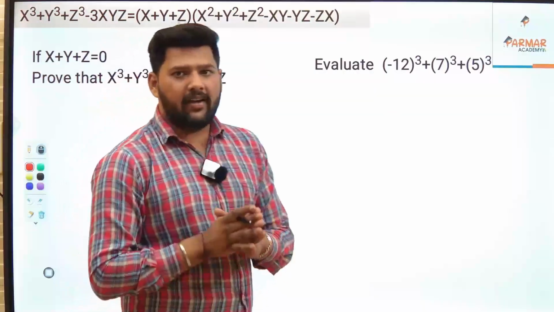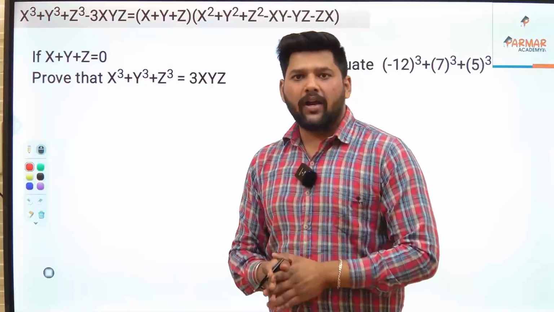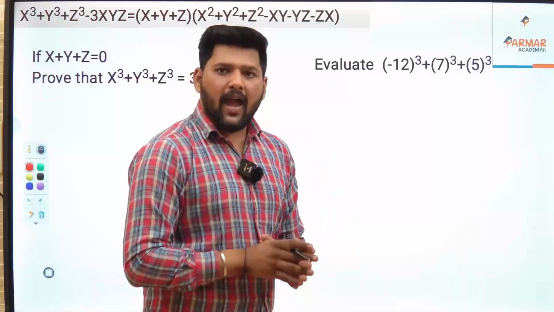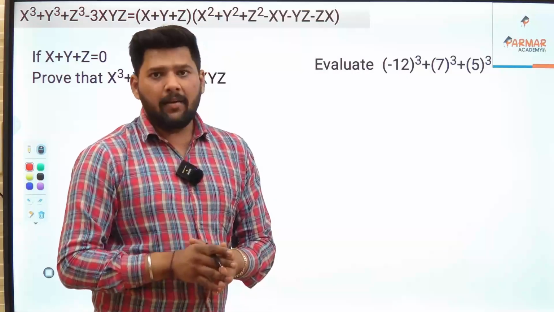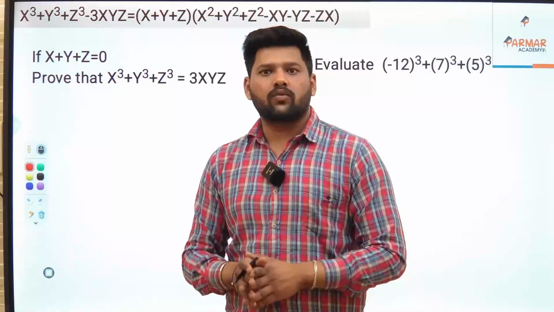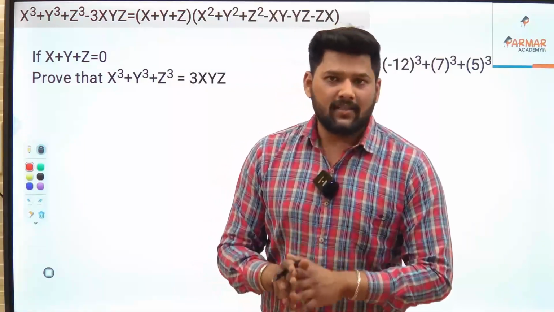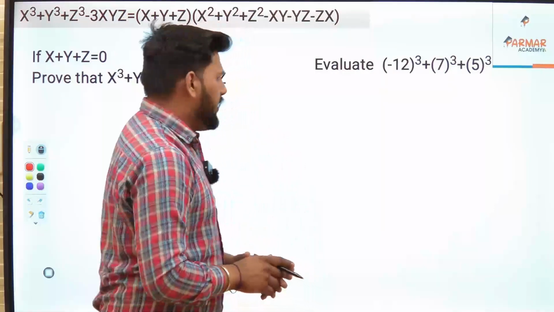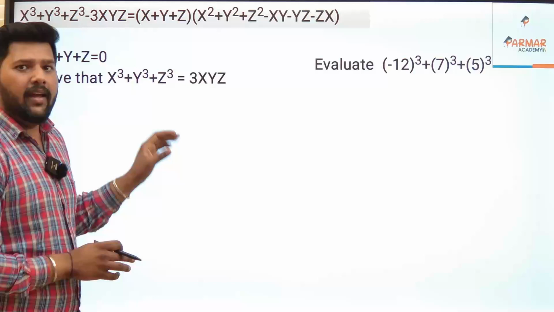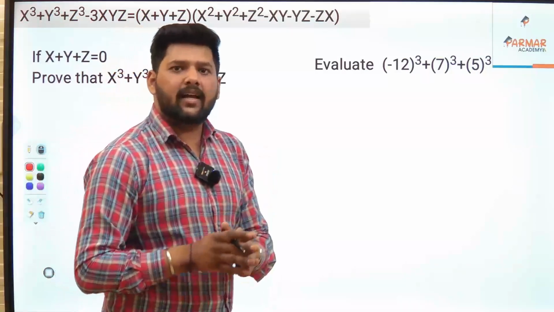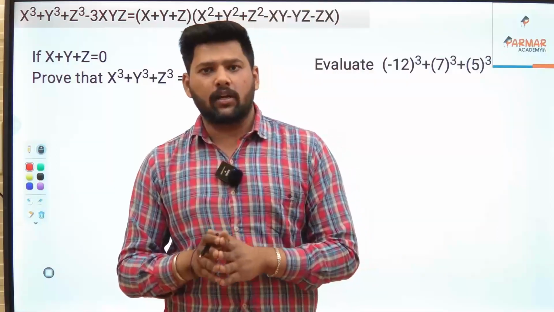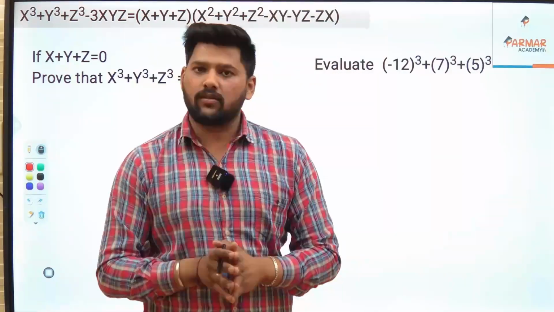And the last is a very important identity, that is x cube plus y cube plus z cube minus 3xyz equal to x plus y plus z multiplied by x square plus y square plus z square minus xy minus yz minus zx. This is very much important identity. The first question based on this identity is: if x plus y plus z equal to 0, show that x cube plus y cube plus z cube is equal to 3 times the product of x, y, z.